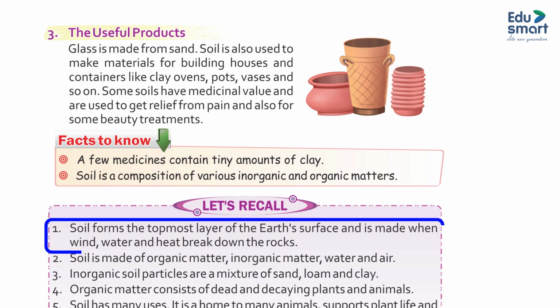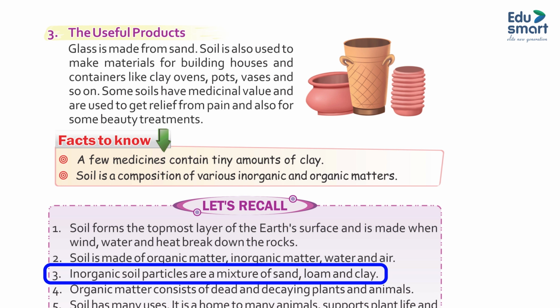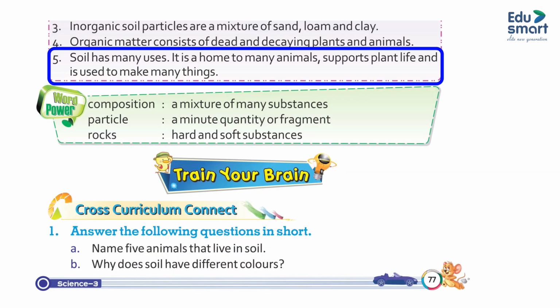Let's recall. 1. Soil forms the topmost layer of the earth's surface and is made when wind, water, and heat break down the rocks. 2. Soil is made of organic matter, inorganic matter, water, and air. 3. Inorganic soil particles are a mixture of sand, loam, and clay. 4. Organic matter consists of dead and decaying plants and animals. 5. Soil has many uses. It is a home to many animals, supports plant life, and is used to make many things.